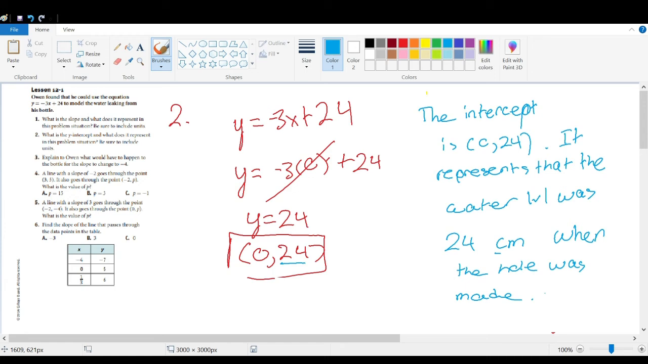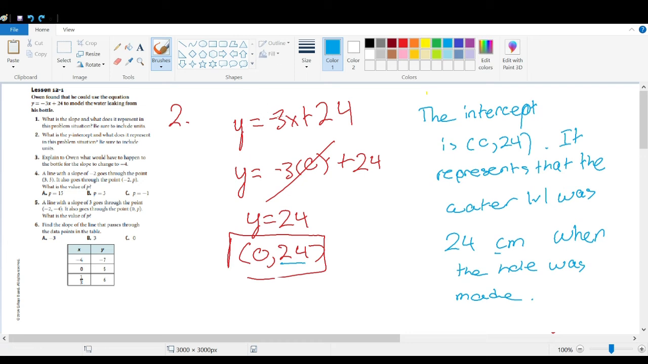Basically, what it represents is: what does it mean for x to be equal to 0, and then what does it mean for y to be a specific value? What it means here is that immediately when the hole was made, before any water had flowed out, the water level is 24 centimeters. So it's pretty safe to assume that even before the hole was made, the water level was 24 centimeters. We started with a water level of 24 centimeters that then reduced because the hole was made. All right. So we know that the intercept is 0, 24. It represents the water level being 24 centimeters when the hole was made.